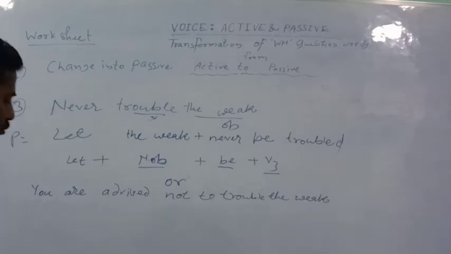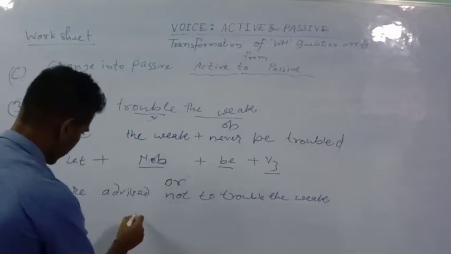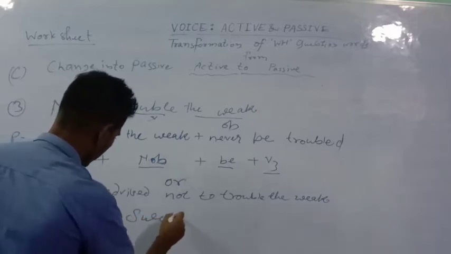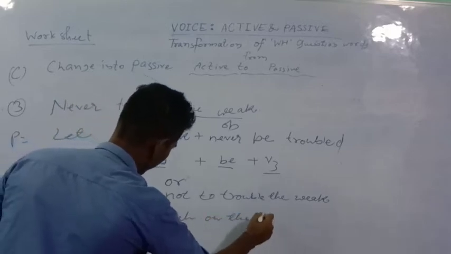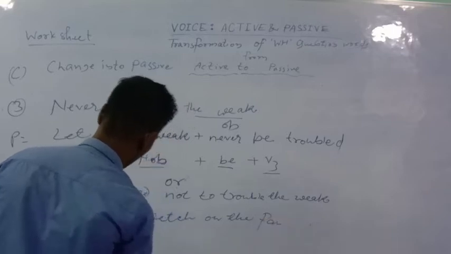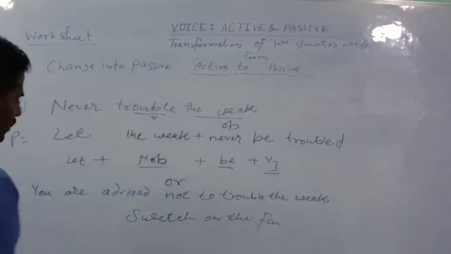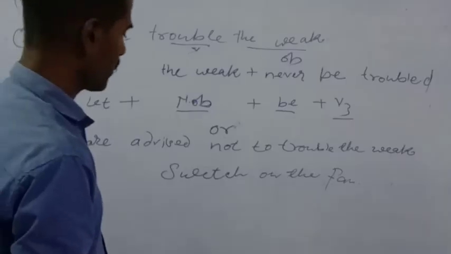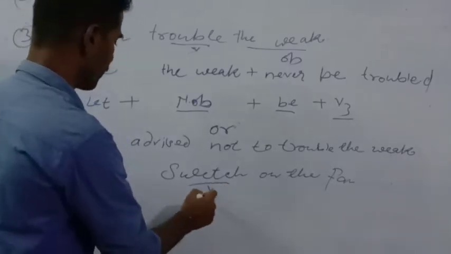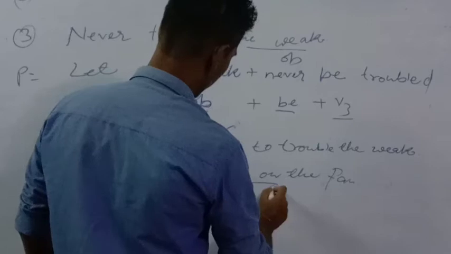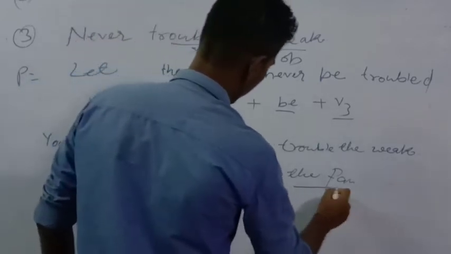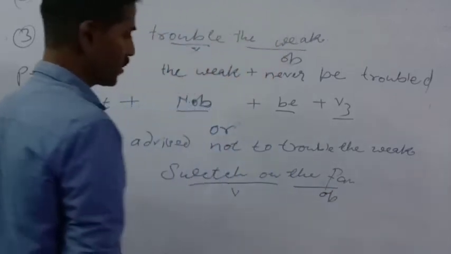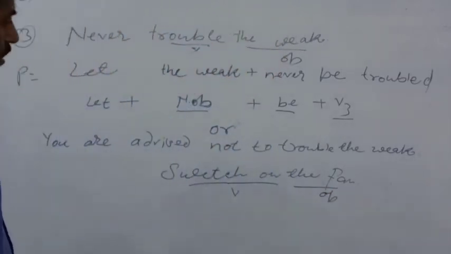Say one more question. Switch on the fan. Okay, say switch on the fan. So what have you learned? Let us find the subject, verb, object. Switch on is the verb, and the fan is the object, and the subject is you, hidden. Okay, now what do you know?